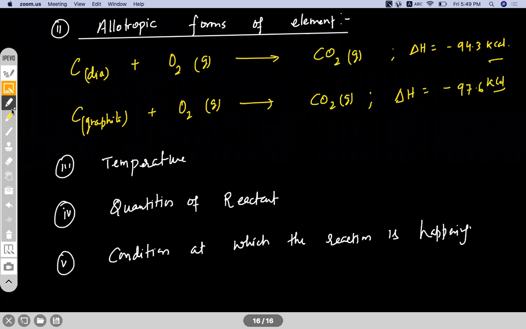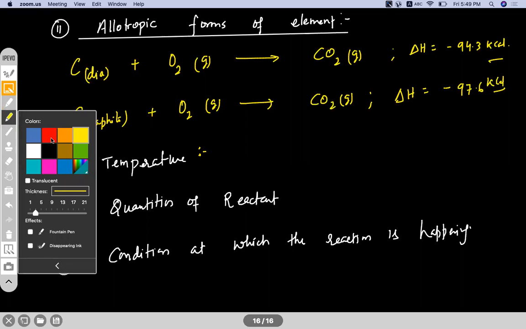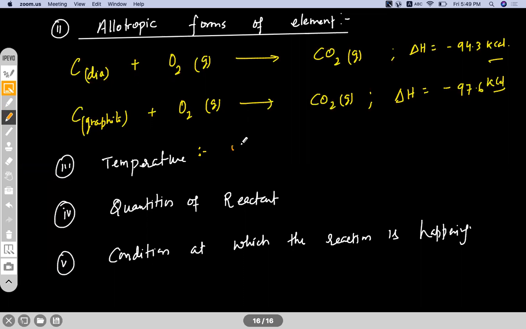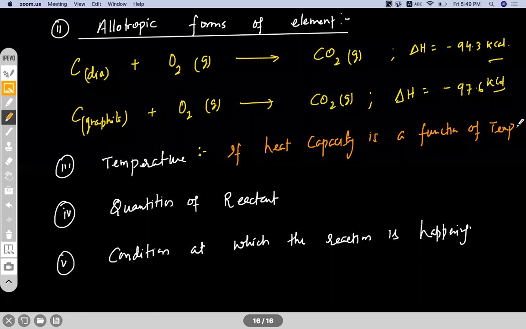Okay, see, temperature is not always a factor. It is a factor when the heat capacity is a function of temperature. If it is not, then temperature is not a factor. So all these five factors we have which affect the heat of the reaction.